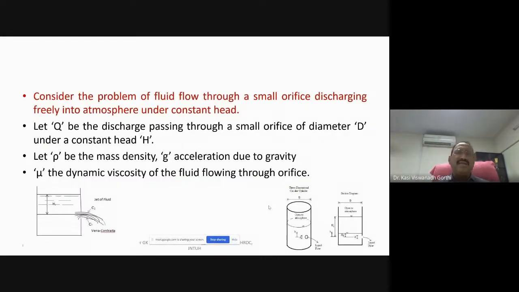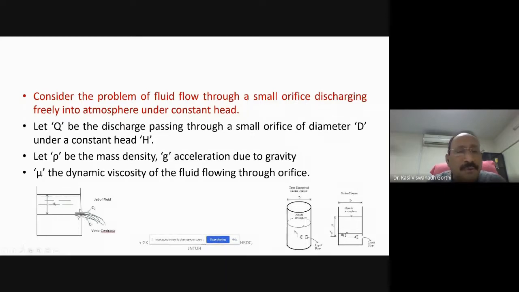Okay, we take a very simple small problem. Consider the problem of flow of a fluid through a small orifice, discharging freely into atmosphere under constant head. This is a very well-known concept. When we studied fluid mechanics, you know what an orifice is? An orifice is a small opening provided by the side or bottom of a tank to discharge the liquid freely into atmosphere.